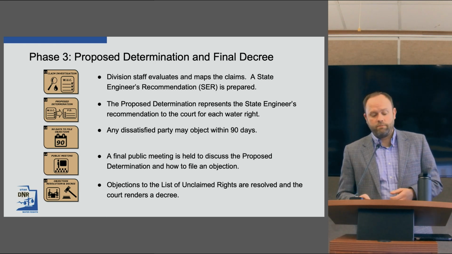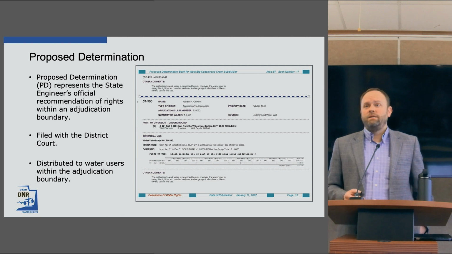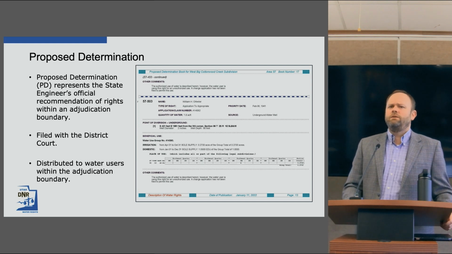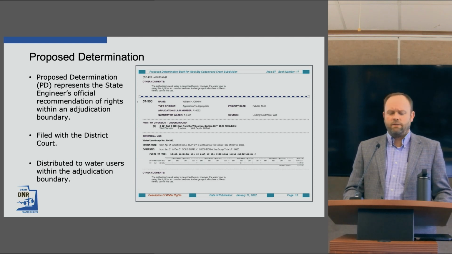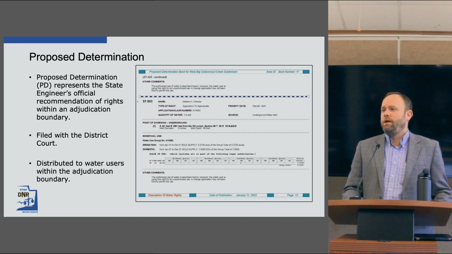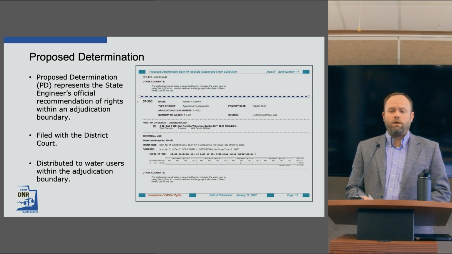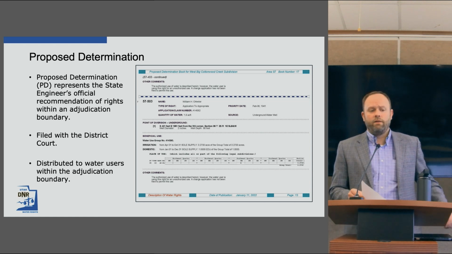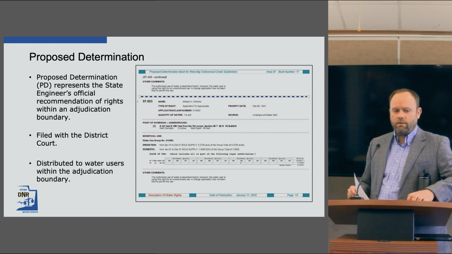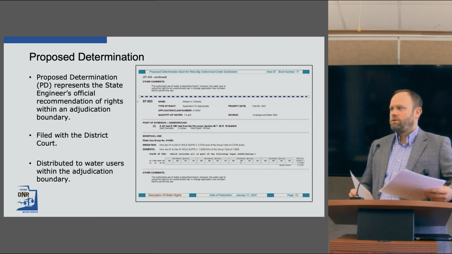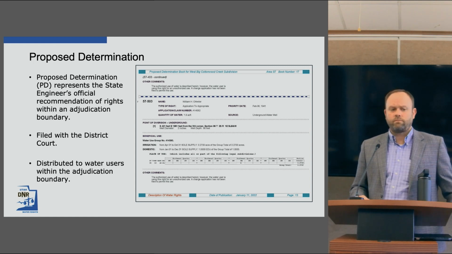Any other questions there? All right, this is a typical page from a proposed determination. Again, no surprises here. It contains the same sort of information that you would expect. It's simply a description of the individual water right, and includes the common descriptors that you would expect: point of diversion, place of use, nature of use, quantity of water, all those types of things. So we file this with the district court and then solicit those objections and then work through those objections.